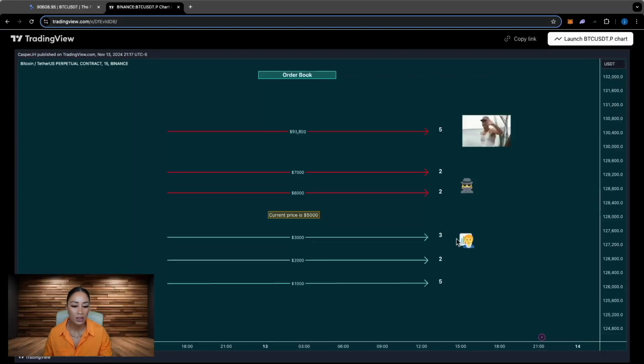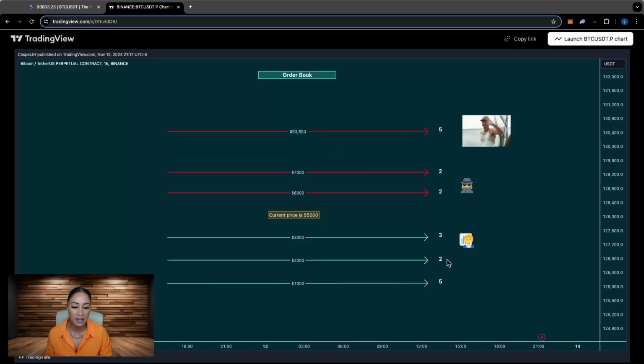For example, you've got these people down here and they want to buy Bitcoin. This one wants to buy 3 Bitcoin at $3,000, 2 Bitcoin at $2,000, and 5 at $1,000. And they're willing to wait for price to drop to these levels. And on the sell side, you've got sellers wanting to sell their Bitcoin. They're saying, I'm not selling my 2 Bitcoin unless price comes higher to 6,000. I'm not selling until it comes to 7,000. And this guy, he ain't selling until it gets to 93,800.